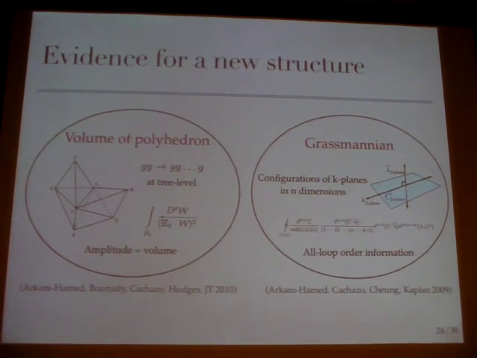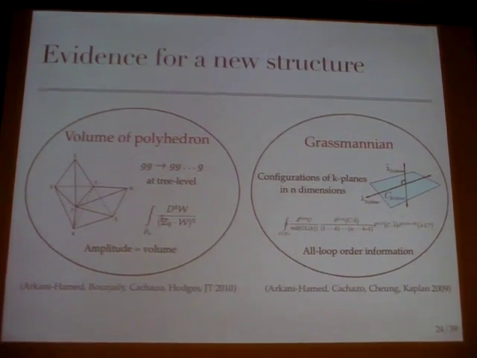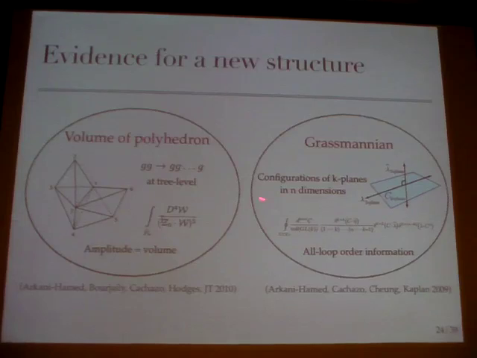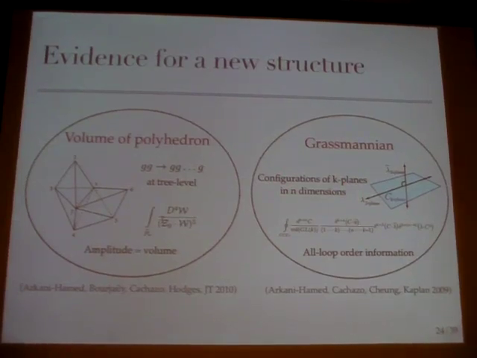There was a second piece of evidence that amplitudes have something to do with Grassmannians. Grassmannians are basic objects in algebraic geometry. Roughly speaking, it's a way to describe a plane in higher dimensional space, a configuration of k-planes in n dimensions. And there was a kind of magic formula found by these people, showing that this simple object contains some of the all-loop information about the amplitude. Not the amplitude itself, but some all-loop order information.